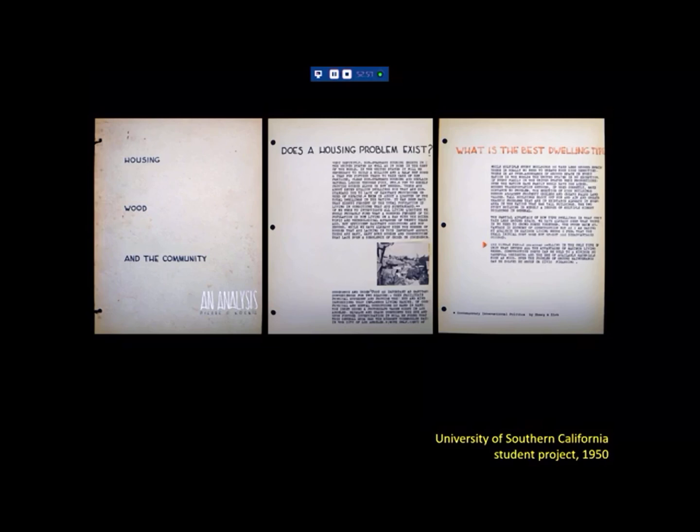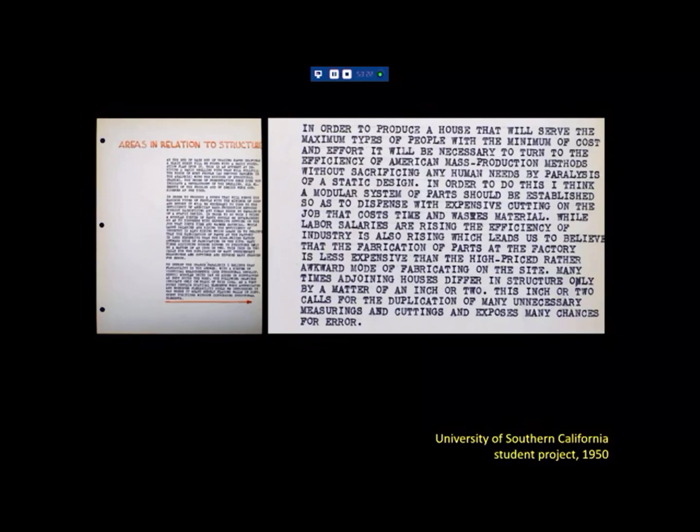But there's also a social agenda here. Does a housing problem exist? And what is the best dwelling? These obviously are pages from his report. And he writes about structure. In order to produce a house that will serve the maximum types of people with the minimum of cost and effort, it will be necessary to turn to the efficiency of American mass production methods without sacrificing any human needs by paralysis of a static design.